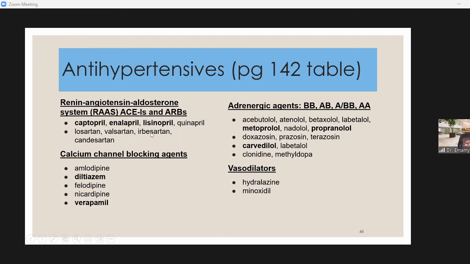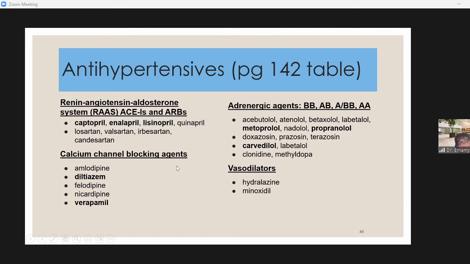The renin-angiotensin-aldosterone system. We have calcium channel blockers like diltiazem, verapamil, and also amlodipine. Specifically, remember diltiazem and verapamil. Calcium channel blockers may worsen congestive heart failure. So if your patient has congestive heart failure, weak heart, try to avoid calcium channel blockers. Beta blockers, they all have suffix "olol", so easy to remember: propranolol, atenolol, metoprolol, carvedilol.